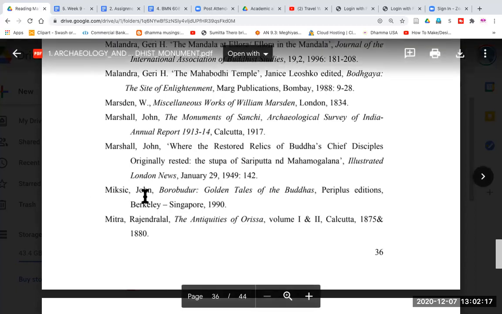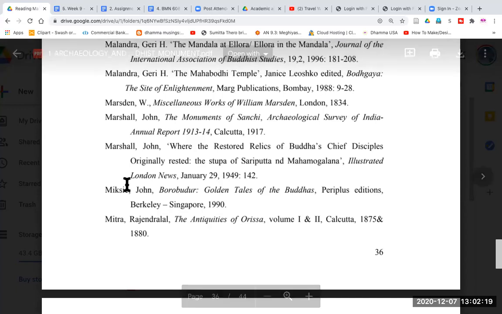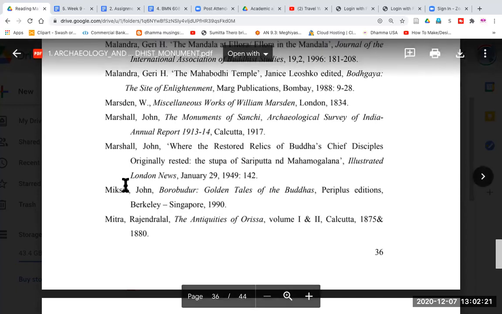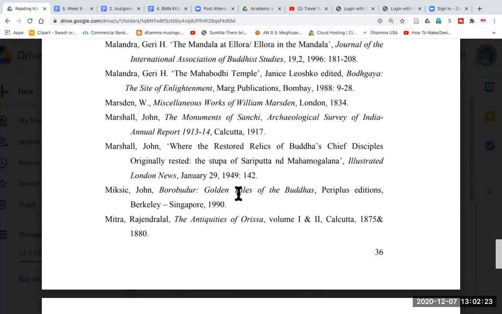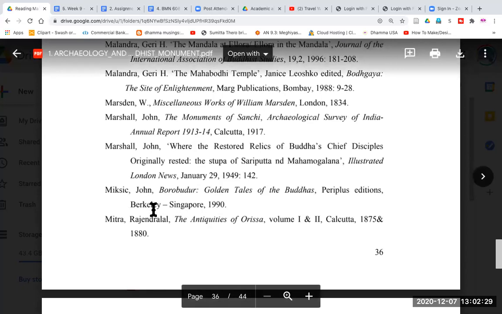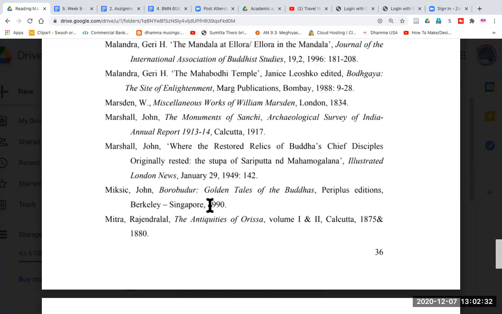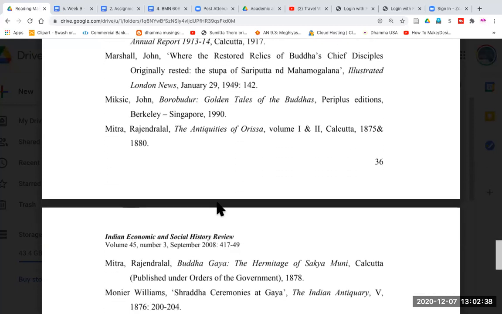So the author of the book, and then the title of the book, and then the name of the publisher, and then the place of publication, and then the year of publication. This information should be included in your bibliography.